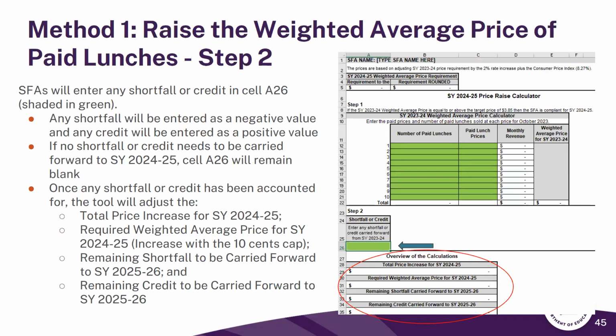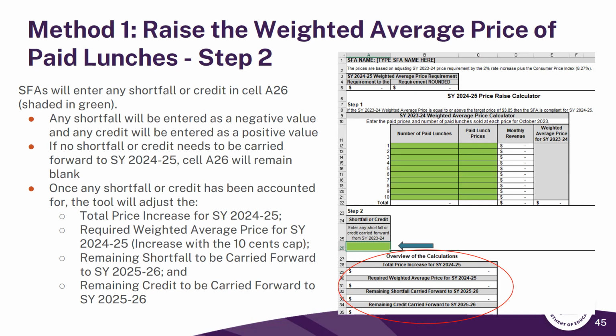Step 2, SFA will enter any shortfall or credit in cell A26 shaded in green. Any shortfall will be entered as a negative value and any credit will be entered as a positive value. If no shortfall or credit needs to be carried forward in school year 24-25, cell A26 will remain blank.